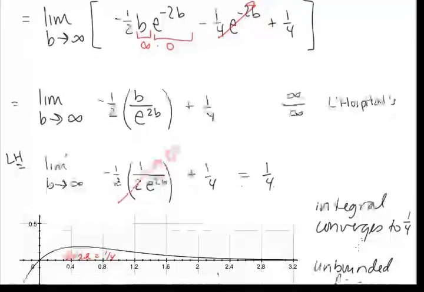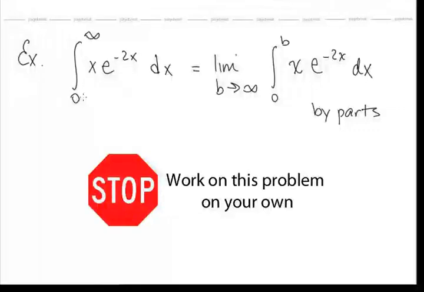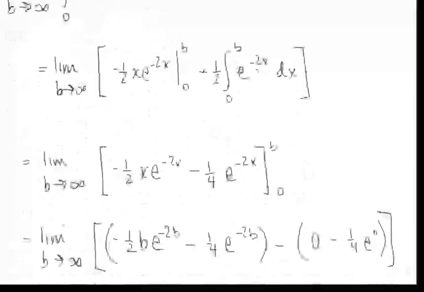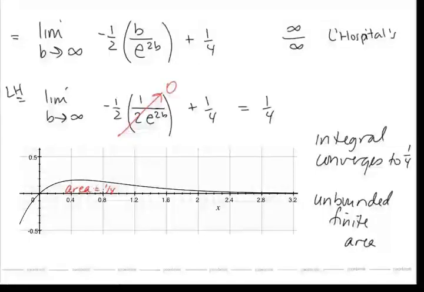We have an unbounded finite area. Let's take a look at the original integral. It's x e to the negative 2x going from 0 to infinity. That's this graph here. And we're talking about the area from 0 to infinity, which is an unbounded area, but we just found out it's finite and the area is equal to 1/4.